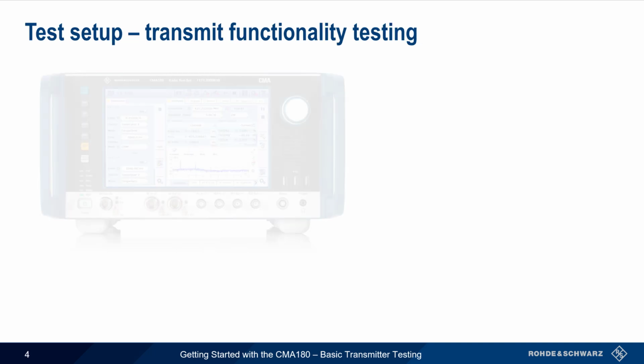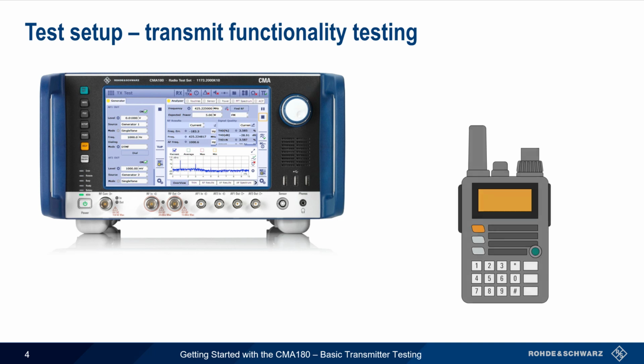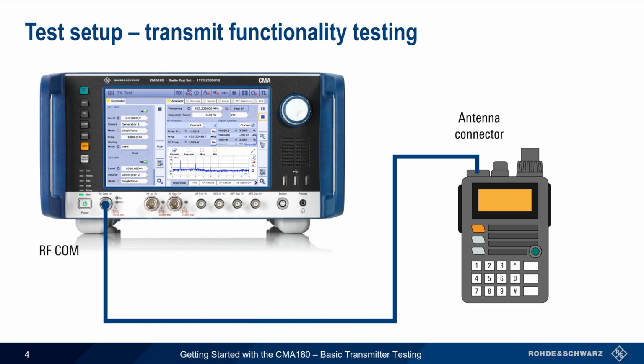For our test setup, we'll connect the CMA180 to the radio under test by removing the antenna, and then connecting a cable between the CMA's RF COM connector and the radio's antenna connector. We'll then cause the radio to transmit a signal to the CMA180.